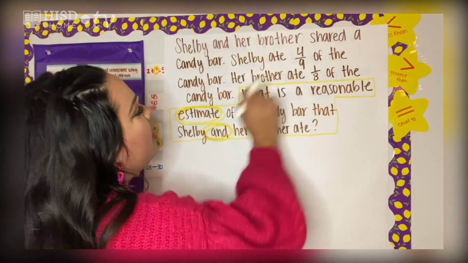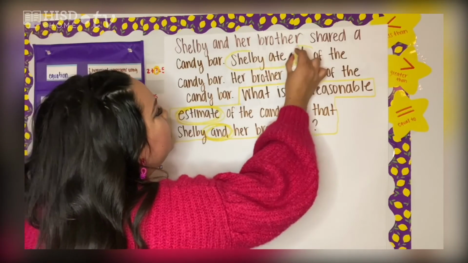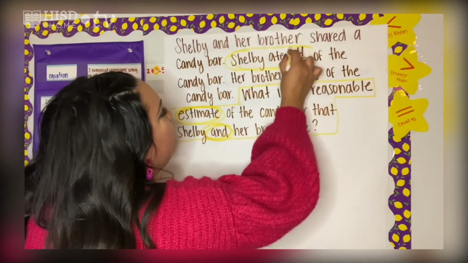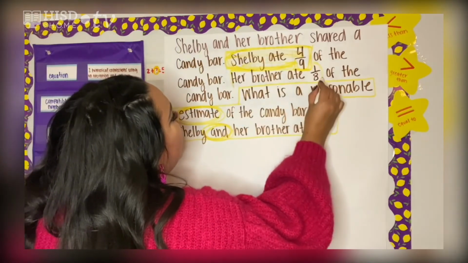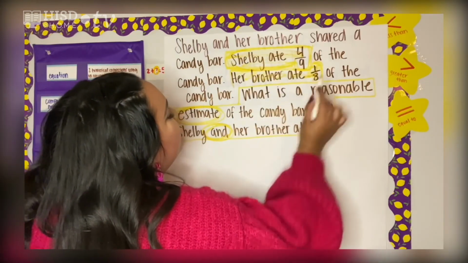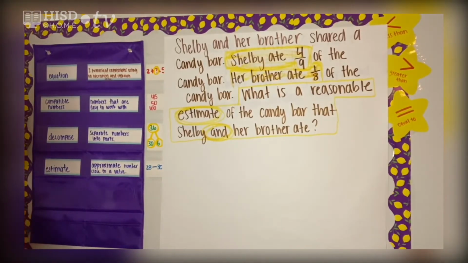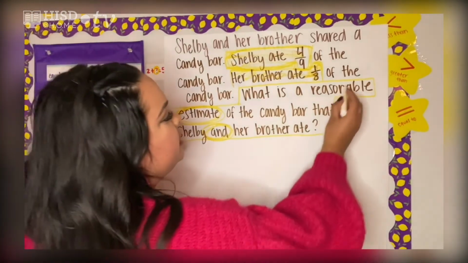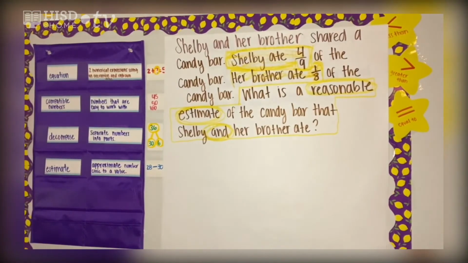I of course see our numbers here. So I see that Shelby ate 4/9 of the candy bar. So Shelby ate 4/9. And then I see that her brother ate 1/8 of this candy bar. Wow, so Shelby ate 4/9 and her brother ate 1/8 of the candy bar. So it says, what is a reasonable estimate? I like this word reasonable too. I'm gonna go ahead and circle this word. What is a reasonable estimate of the candy bar that Shelby and her brother ate?